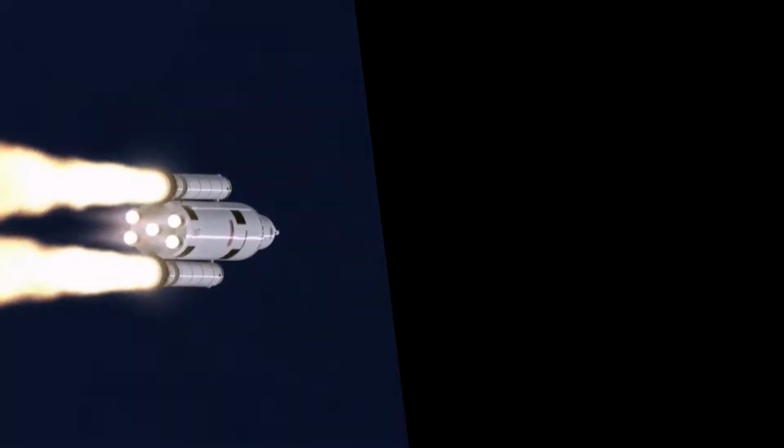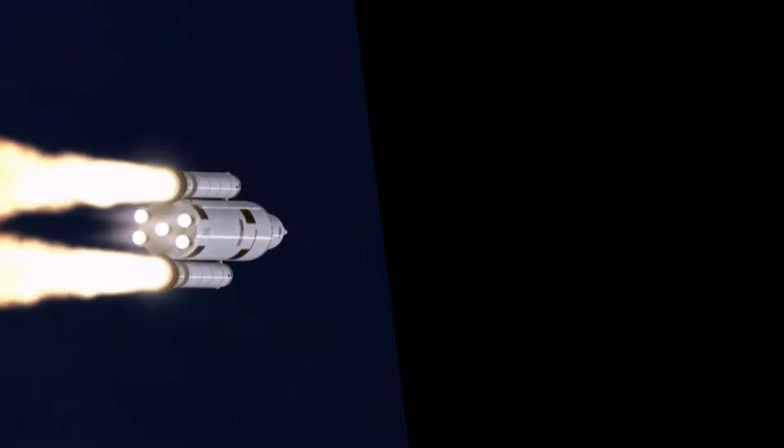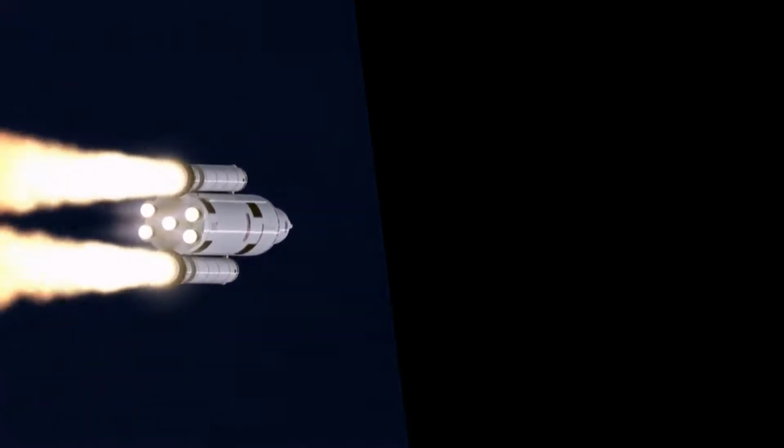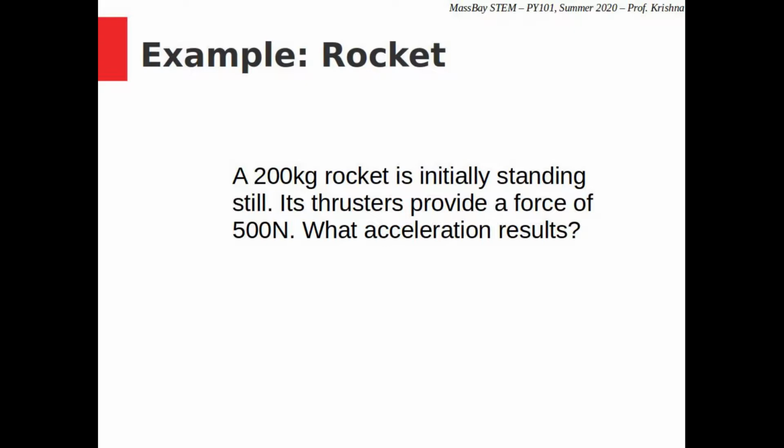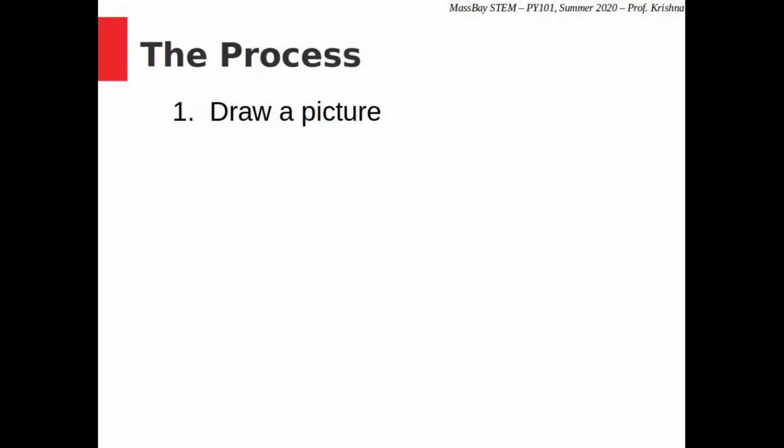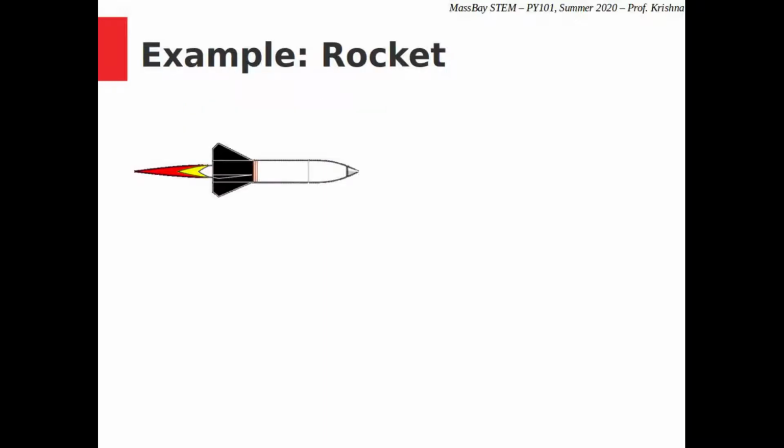We will use a simple example of a rocket to illustrate the process of solving force puzzles. It's a little different from the process for kinematics puzzles. Consider this puzzle. A 200 kilogram rocket is initially standing still. Its thrusters will provide a force of 500 newtons. What acceleration results? The first step of this puzzle is our usual drawing of a picture, same as in kinematics.